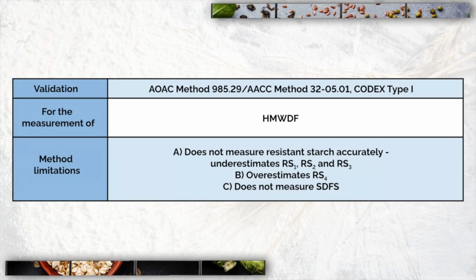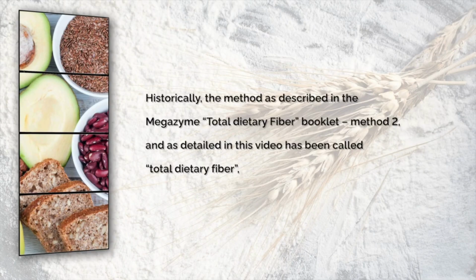This method developed as the result of research by several laboratories in Europe and America. The basic aim of the method was to measure high molecular weight non-digestible polysaccharides such as cellulose, beta-glucan, arabinoxylan, mannans, pectins, etc. Historically, the method, as described in the Megazyme Total Dietary Fiber booklet, Method 2, and as detailed in this video, has been called total dietary fiber.